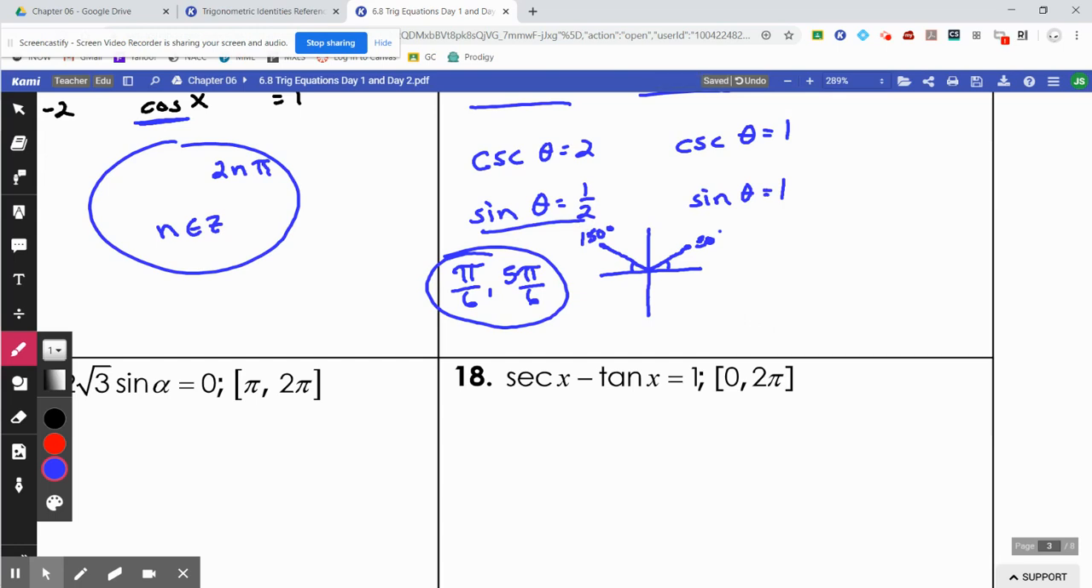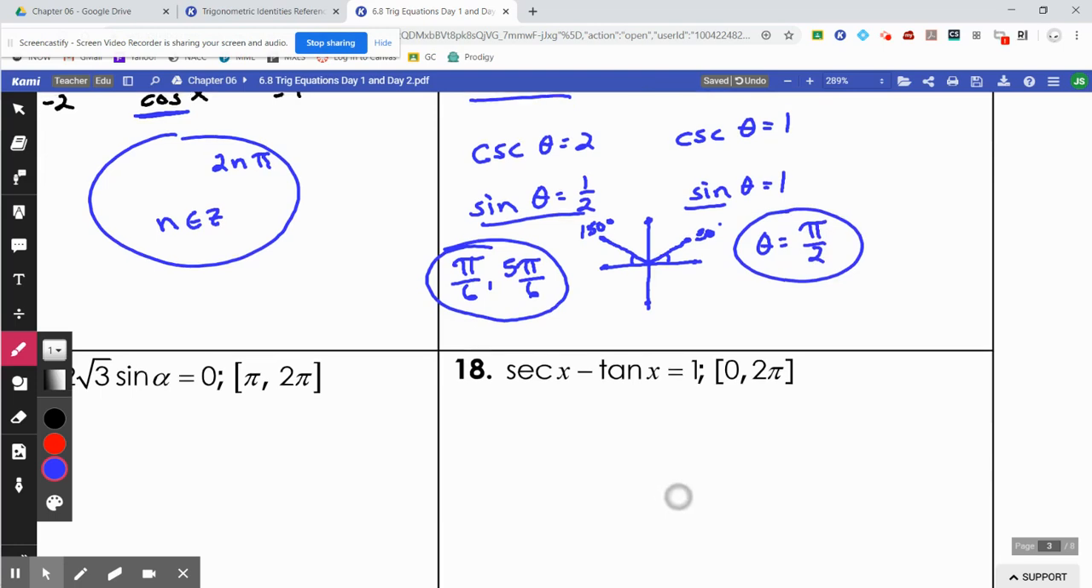Now the next one is, where is my sine value equal to 1? If you remember your unit circle, where is my y value on my unit circle equal to 1? There's only one place, and that would be right there, because down here your y value would be negative 1. Those are quadrantal angles. Here your y value is 0, here your y value is 0. So theta would be a 90-degree angle or pi over 2. So there are your three solutions.